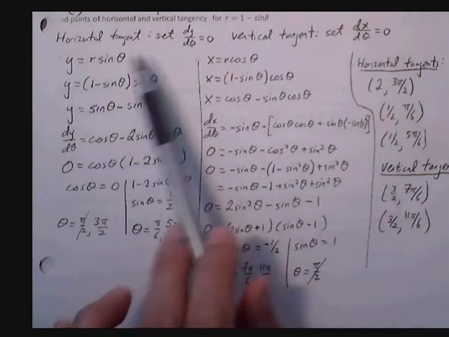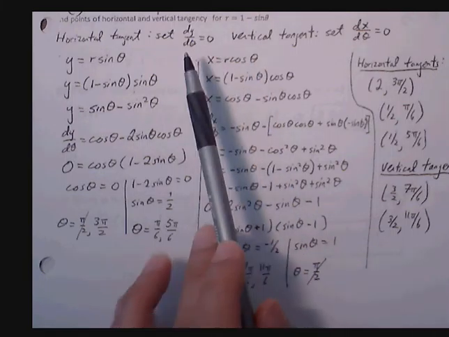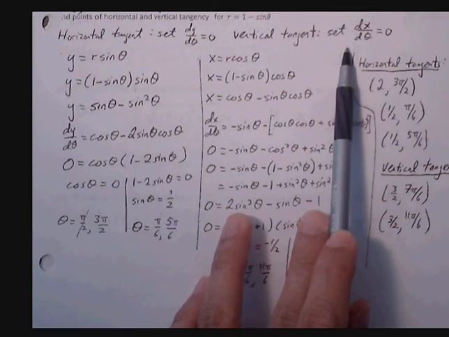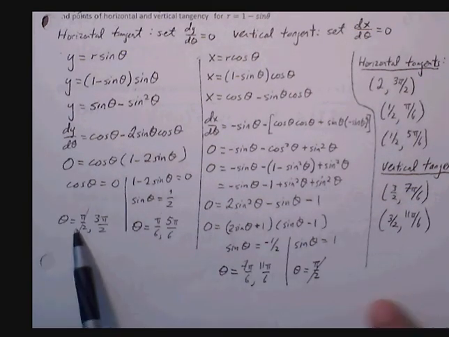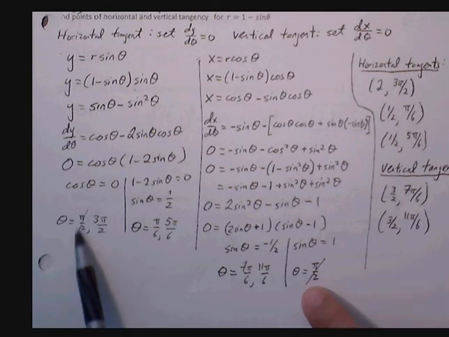We know that horizontal and vertical tangents can only occur if either dy d theta is 0 or dx d theta is 0. But if there's a conflict, meaning that it's an angle that makes both dy d theta and dx d theta 0, then we have to eliminate that as neither a vertical nor a horizontal tangent.